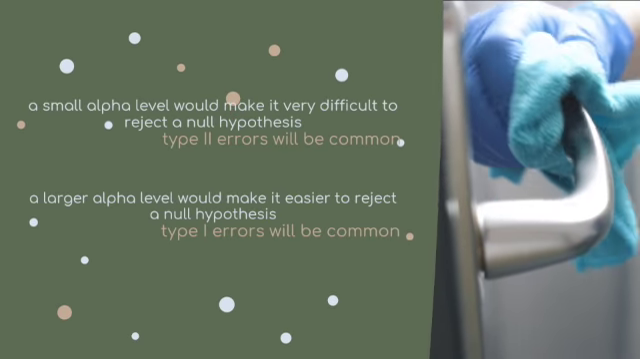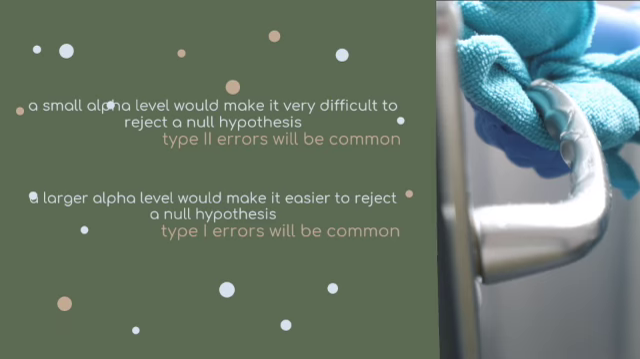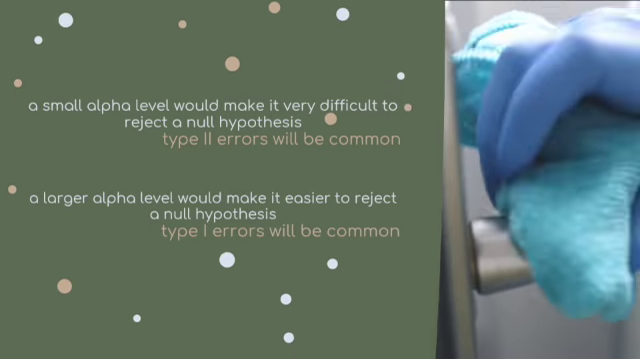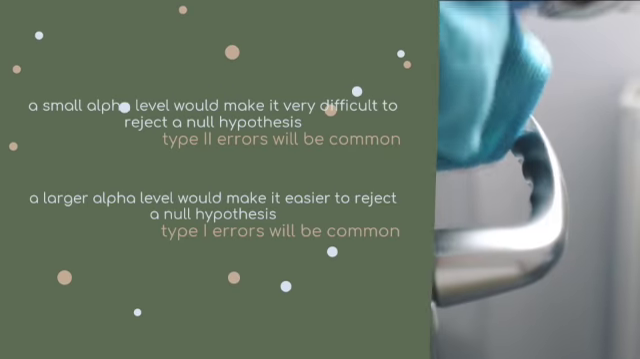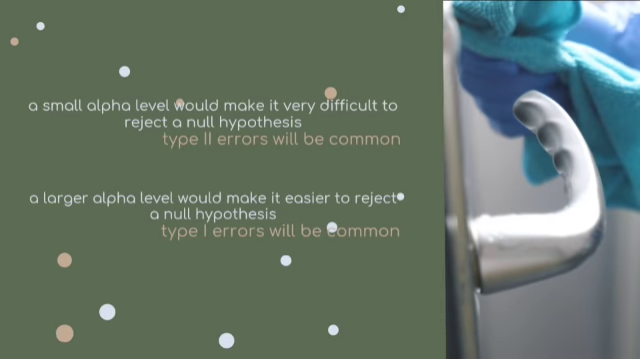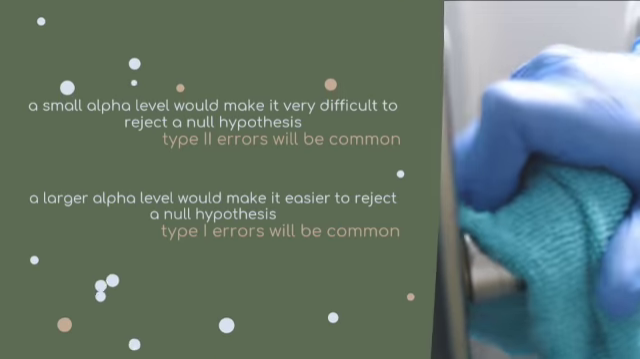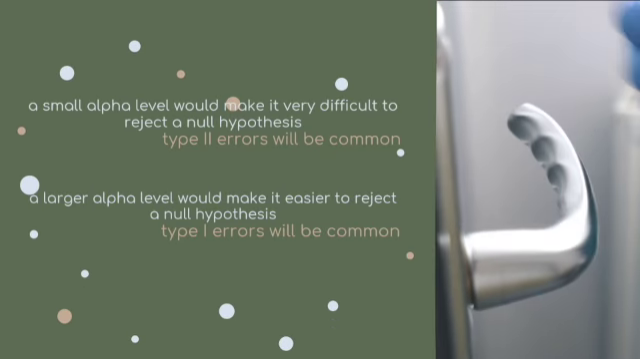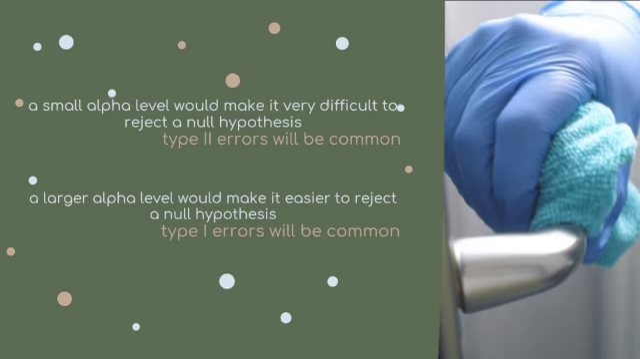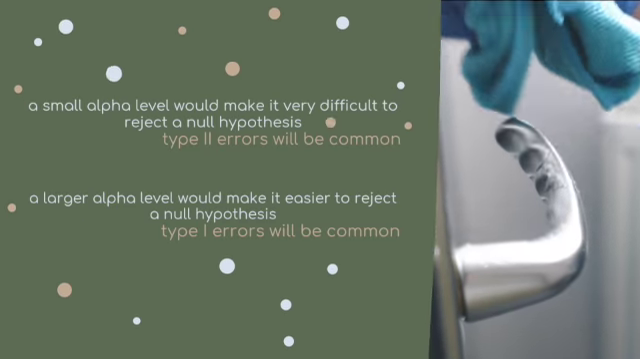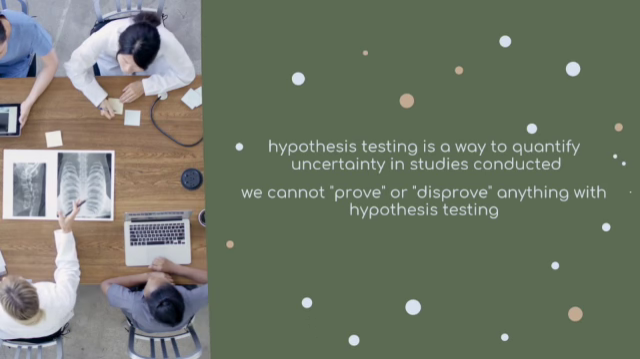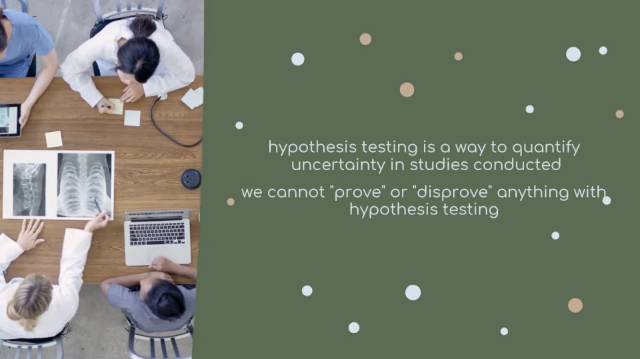If researchers set a small alpha level, then it would make it very difficult to reject a null hypothesis or find any clinically significant findings, making type 2 errors very common. And a larger set alpha level would make it very easy to reject a null hypothesis, making type 1 errors very common. Ideally, alpha and beta errors would be set at 0, which would eliminate the possibility of false positives and false negatives, but in practice, this is not feasible.